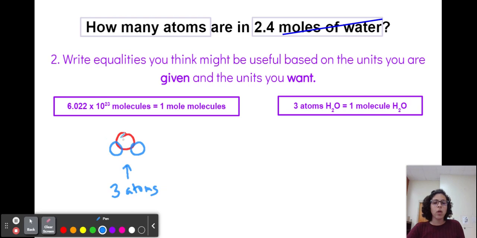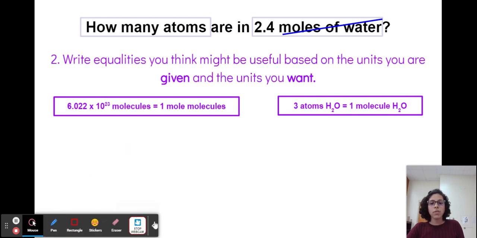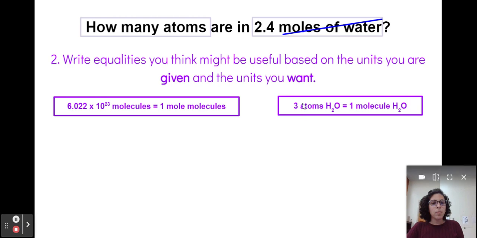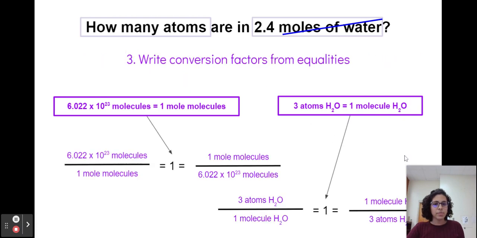Hopefully that makes sense. There's one molecule here, but there are 3 atoms here. So if I have 6.022 times 10 to the 23rd of these molecules, that does not mean I only have 6.022 times 10 to the 23rd atoms, right? I'll have 3 times as many. And the other equality that I have is 3 atoms of H2O equals 1 molecule of H2O, right? That's something we just did in the previous slides.